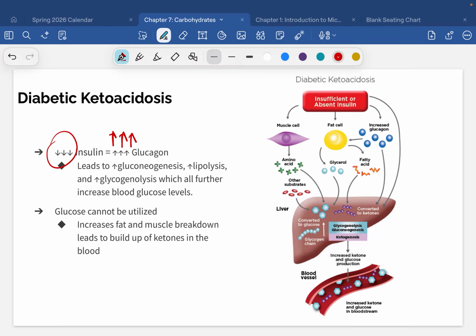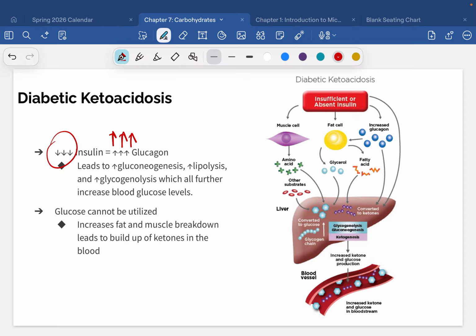Glucagon, remember, leads to all of those things. Glucagon's main job is to increase blood sugar. It is going to do all of those processes that increase gluconeogenesis, lipolysis, and glycogenolysis, which all further increase blood glucose levels. So those blood glucose levels are going to continuously go up and up. The insulin will never be produced because it's not there, and so that blood glucose is just going to go up. And there's not going to be any way for the body to counteract that.